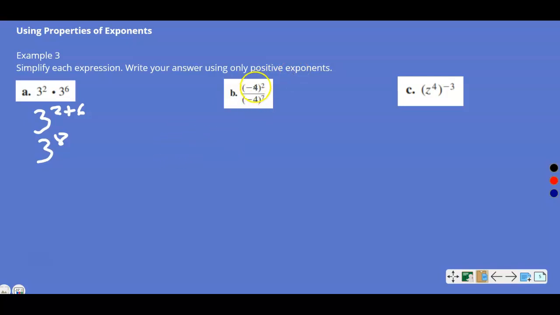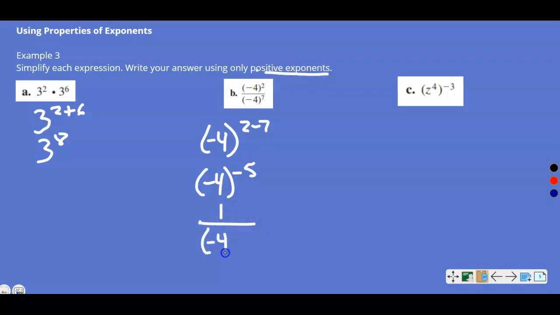Here I have a quotient property. Same base, so I subtract from top to bottom. So I'm going to have negative 4, 2 minus 7, which is negative 5. It says use only positive exponents, so I'm going to rewrite this as 1 over negative 4 to the 5th power. Again, you can simplify this since it is numbers, but what they want is for us to show that you know how to use the property of exponents.